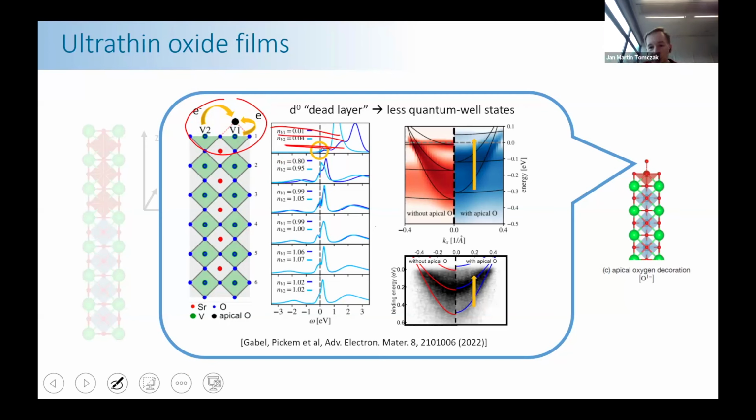And so the quantum well states that I was talking about should be fewer now with this apical oxygen because there is one layer less that is electronically active. And if you believe experimentalists, how they extract dispersions from their photoemission intensity, that is what you see here in the experiment, at least qualitatively.